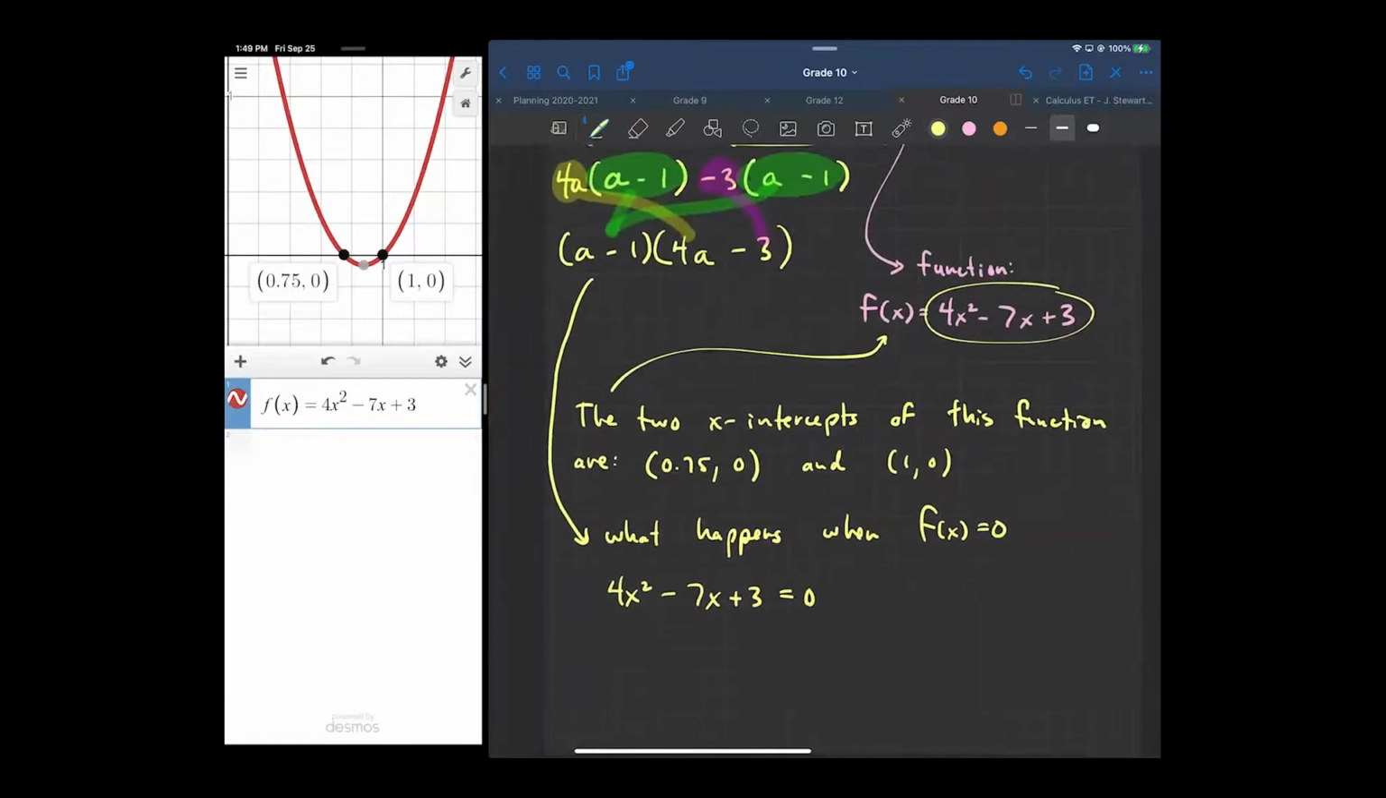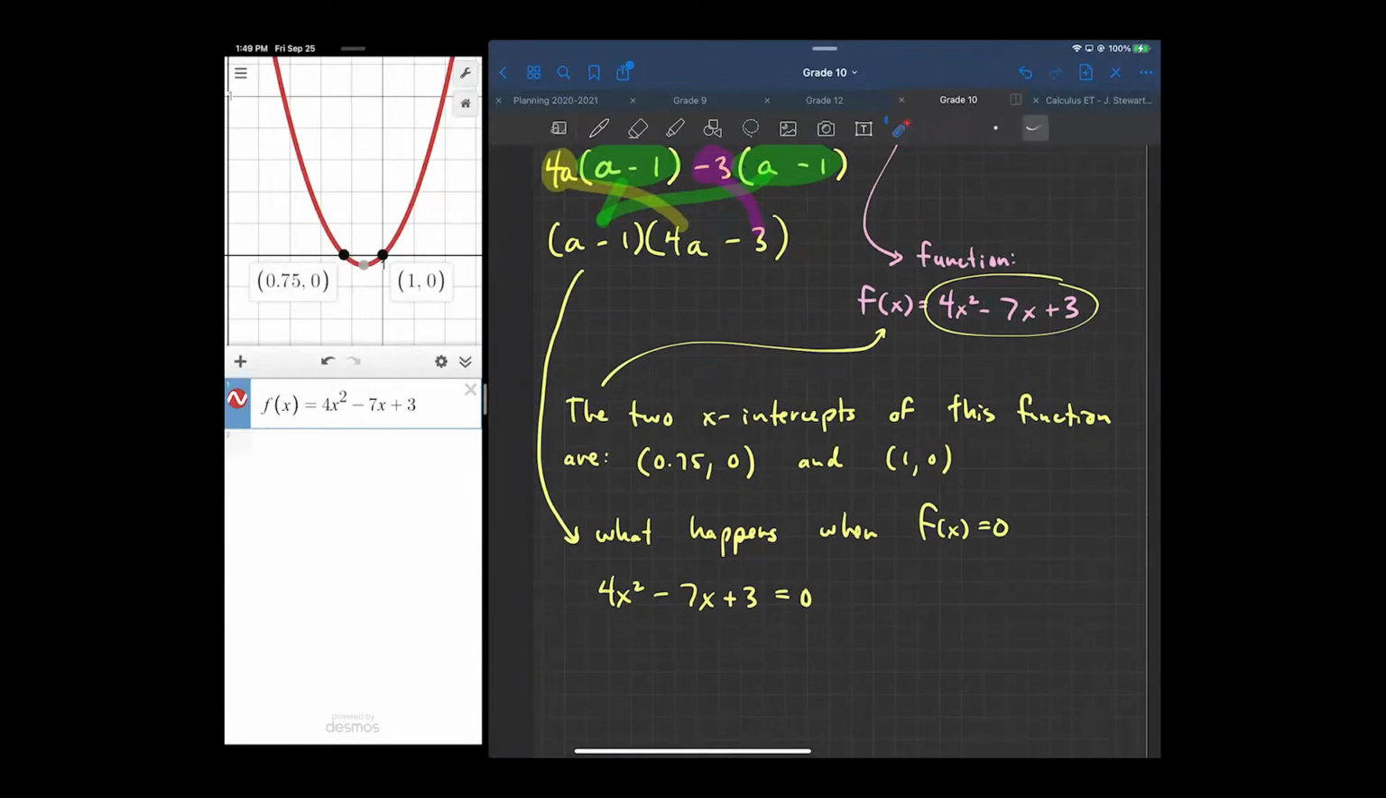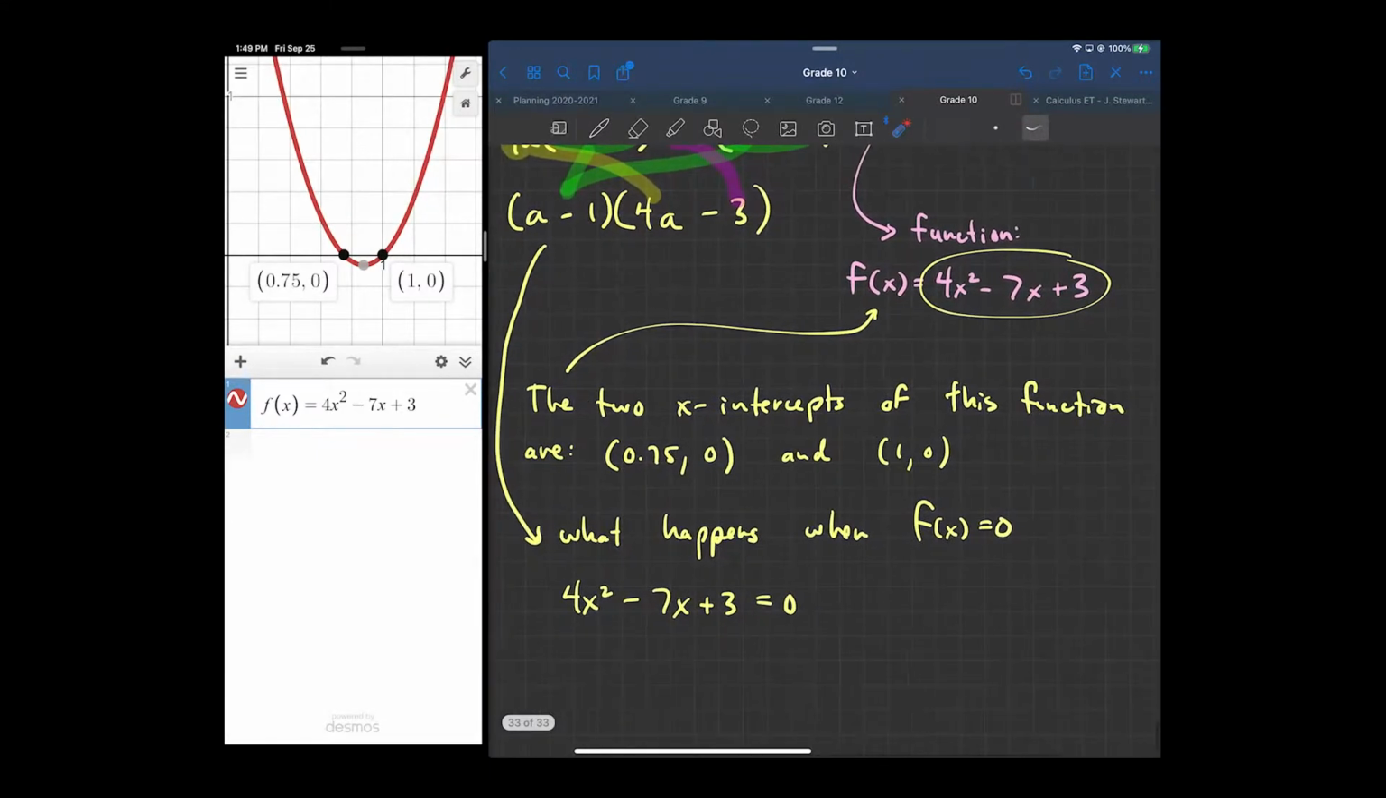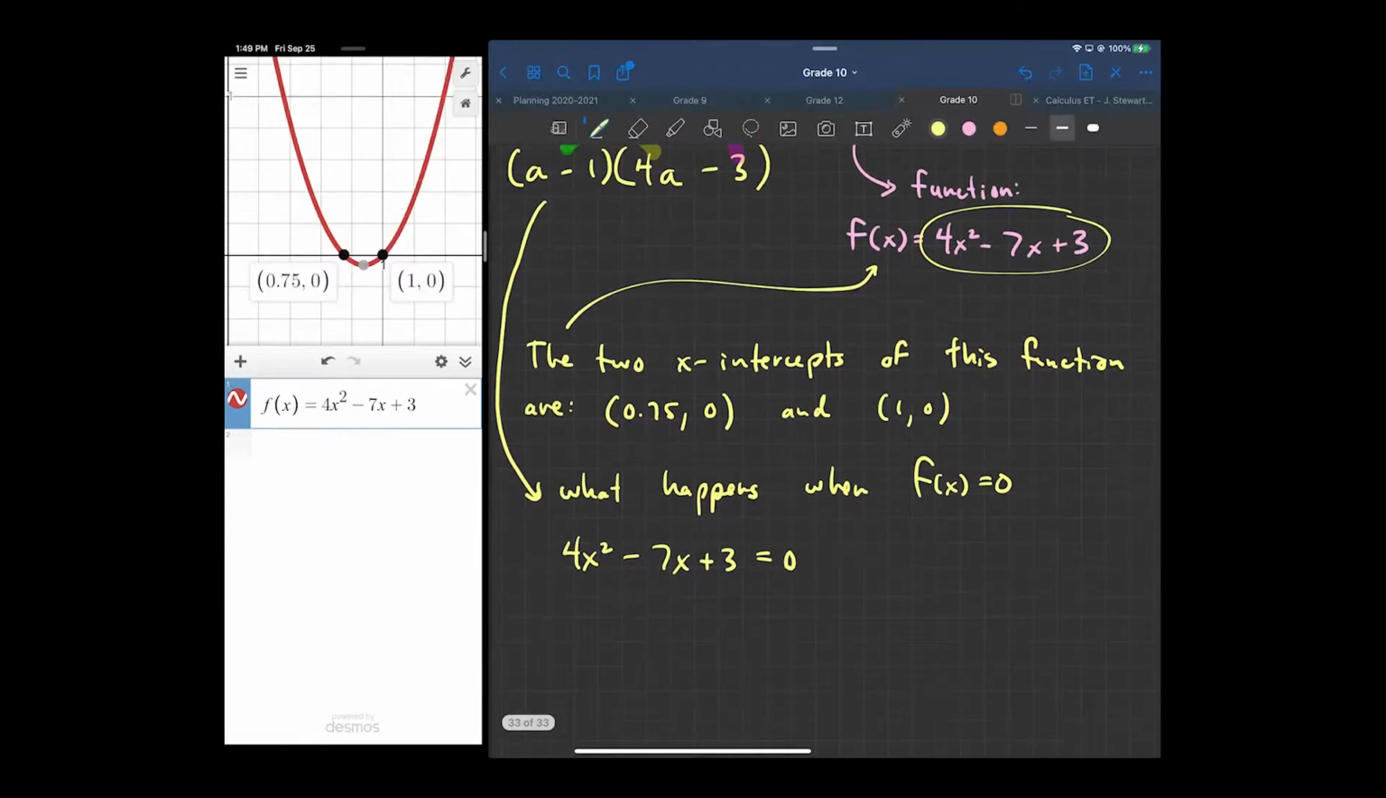Well, hold up, let's use what we just learned. And I know it might be a little confusing because we were using a's for a little while. Now all of a sudden I just changed variables and I'm calling it x. I'm just trying to convert this into a function that we can use. So let's use that format. That is the factored form of this function. So this would be x minus 1 times 4x minus 3, and that's supposed to be equal to 0.